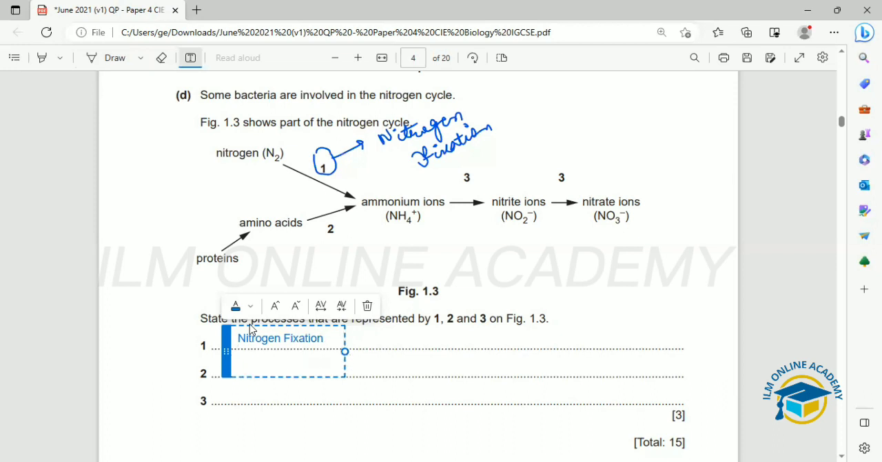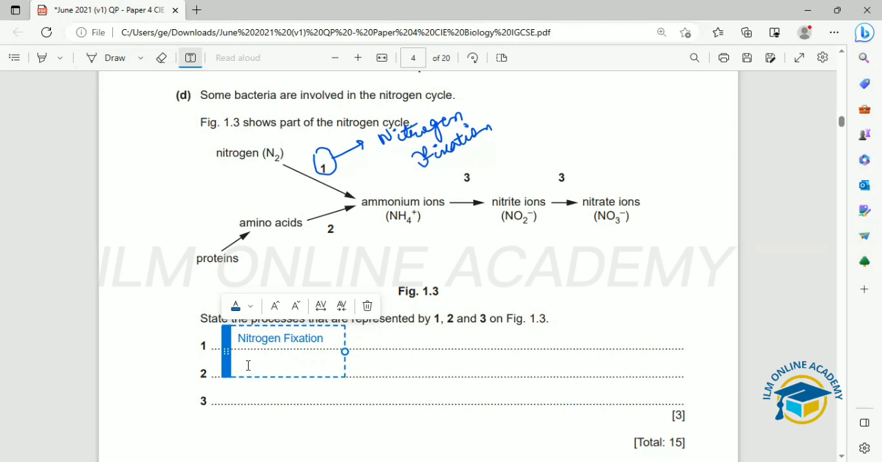Then second is proteins being converted into amino acids, and then amino acids being converted into ammonium ions. Now this is deamination. Why is it deamination? Deamination is the breakdown of amino acids into ammonia, and that ammonia can then be used in many other ways.